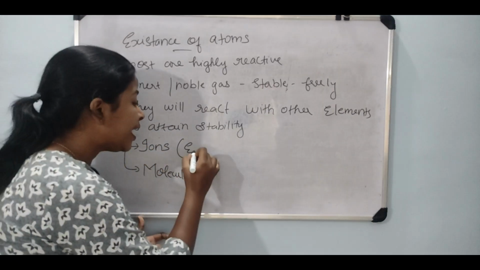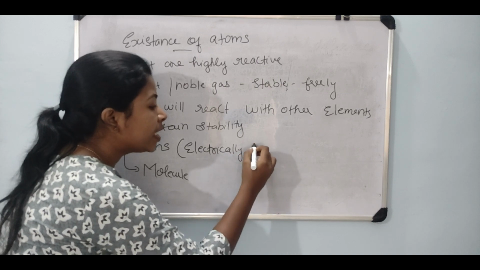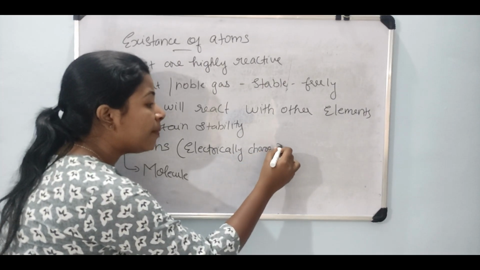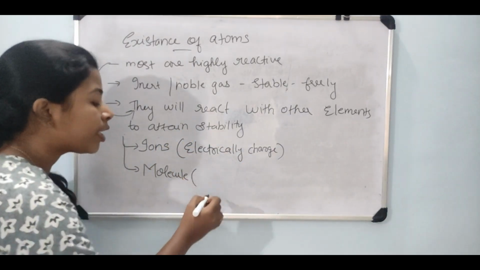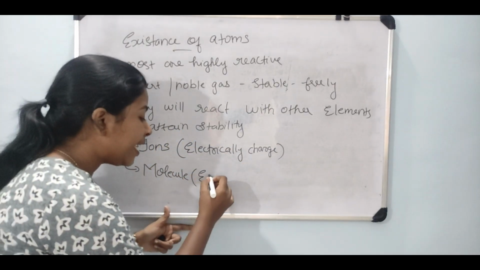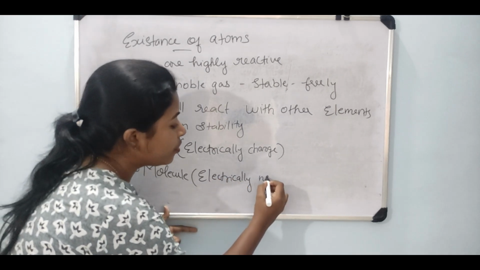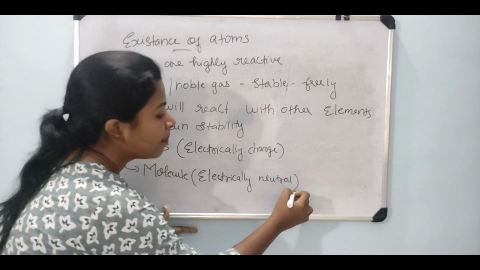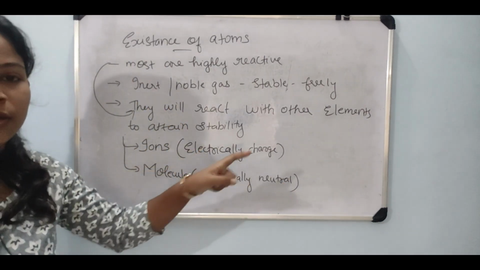Now, what are ions? They are electrically charged. Electrically charged means they'll be having a positive or a negative charge. Now, what are molecules? They are electrically neutral. Now, we'll see what are ions.